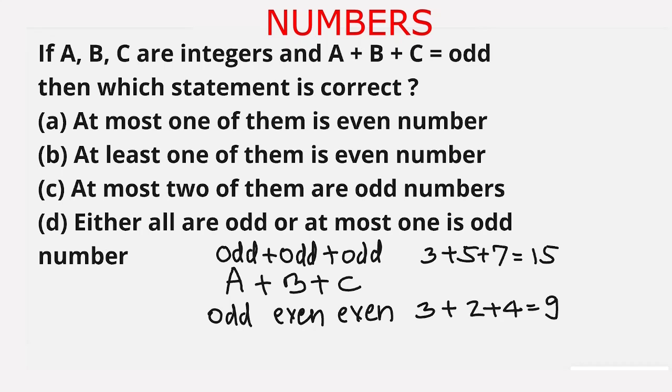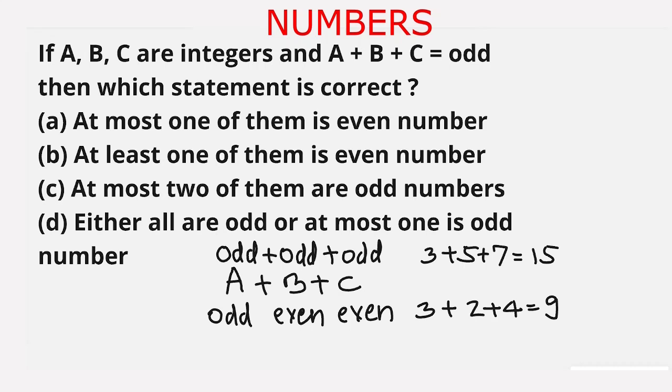At most two of them are odd numbers. At most means that there can be a maximum of two odd. And from our solution, we find that either all the three are odd or one is odd. At most two, a maximum of two, is not here. It means that option C is incorrect. Then only option D remains, which should be correct.